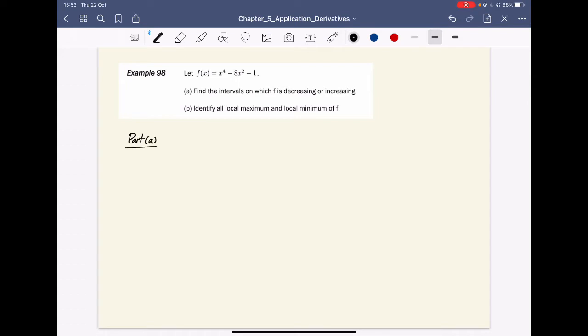Of course, in order to find the intervals of decreasing or increasing, we need the first derivative. So I'm going to take the derivative of the function f. That will give me 4x cubed minus 16x. Well, you can factor it. This is going to be 4x times (x squared minus 4). Well, x squared minus 4 we can factor, so we have 4x times (x minus 2) times (x plus 2). This is amazing. It is nice and clean now.